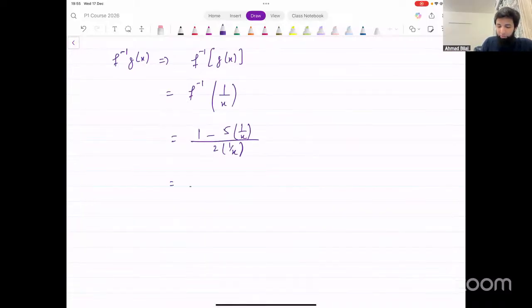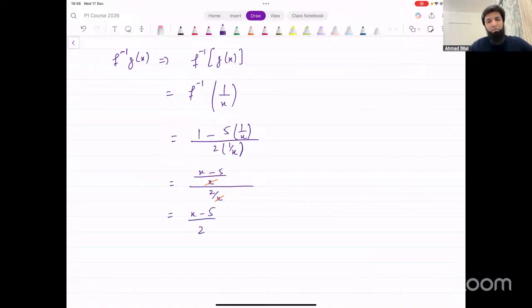In the numerator, we can write it as 1 minus 5 over x. In the denominator, this is 2 over x, right? If we take LCM in the numerator, what does it become? It becomes x into 1, which is x minus 5 divided by x. And that's what we get if we take LCM of this part. Now, this x and this x get cancelled, and we are left with x minus 5 over 2.